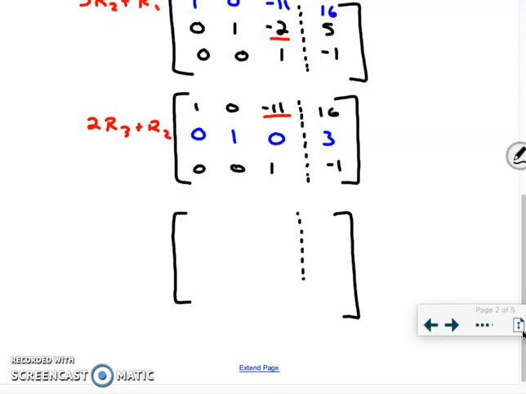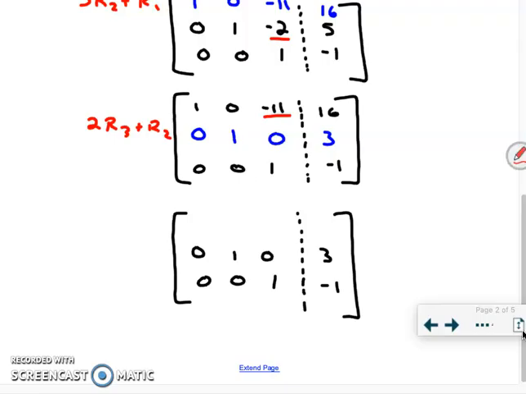And go. Looking at our negative 11, we need to figure out what to do next. So I need a 0 in that first row, third column. The way that we're going to get there is by adjusting row 1, which means that row 2 stays the same: 0, 1, 0, 3. Row 3 stays the same: 0, 0, 1, negative 1.